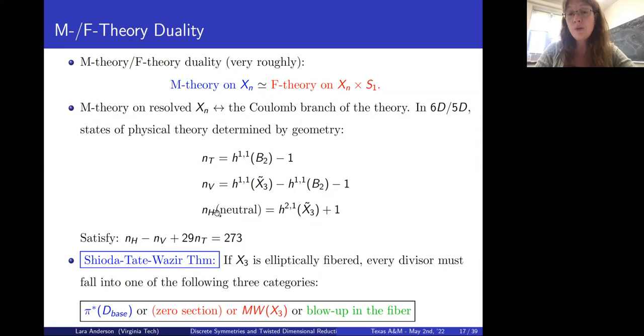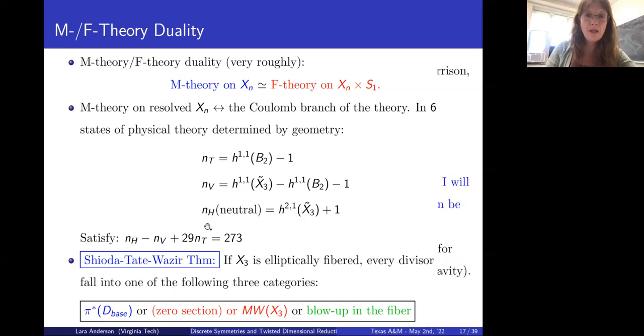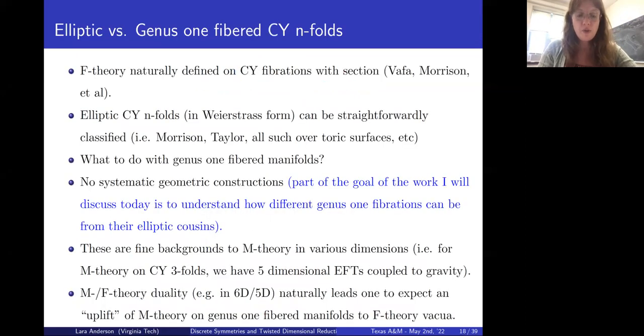This contributes to hypermultiplets in the 6D theory. And this has been the subject of a lot of study in recent years in the classification of SCFTs in 6 dimensions. So things that can shrink to 0 size in the base and are counted by hypermultiplets will lead to various SCFT sectors. Okay. So briefly, F-theory, as we've mentioned, is naturally defined on Calabi-Yau manifolds with section.